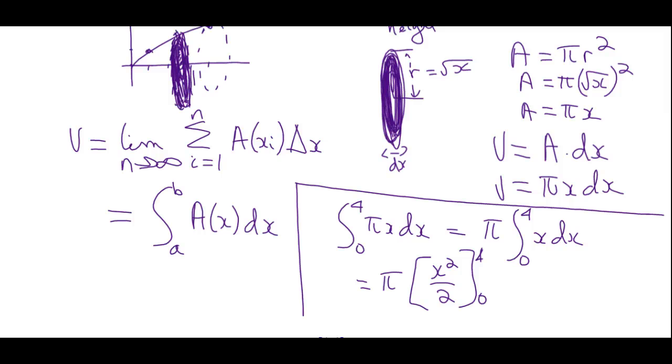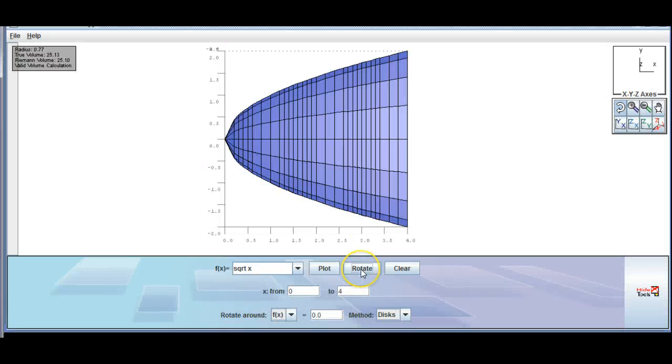From 0 to 4. Okay, so we've got 4 squared over 2 minus 0 squared over 2. All right, so 16 over 2, which is 8, and this is just 0, so it's just 8 pi. Okay, so our volume is 8 pi. And I think one of these guys actually showed the volume. So our calculated volume was 8 pi, and 8 pi is 25.13, which comes out here. There's the true volume, 25.13.